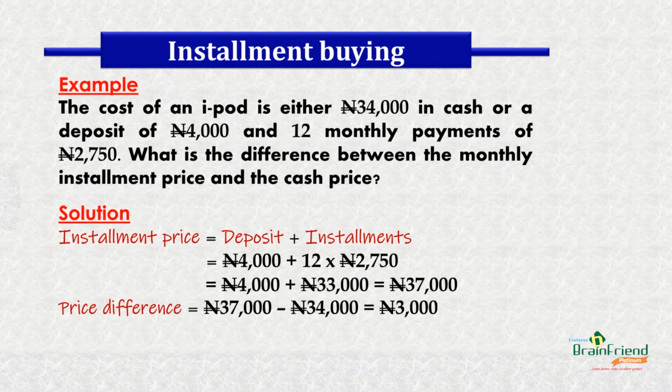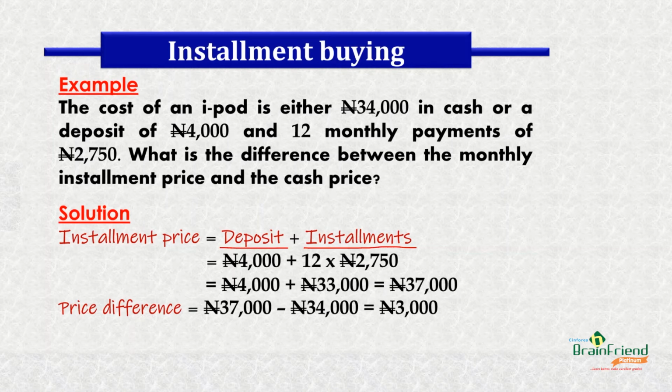The cost of an iPod is either 34,000 naira in cash or a deposit of 4,000 naira and 12 monthly payments of 2,750 naira. What is the difference between the monthly installment price and the cash price? Now, installment price is simply the deposit plus the installments.